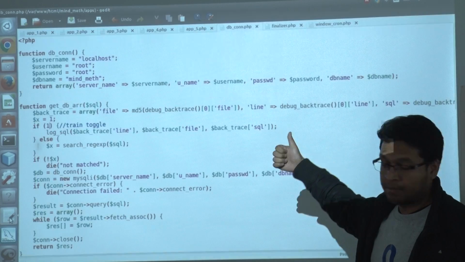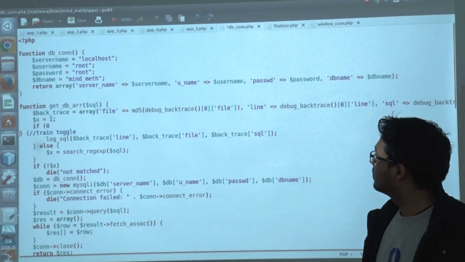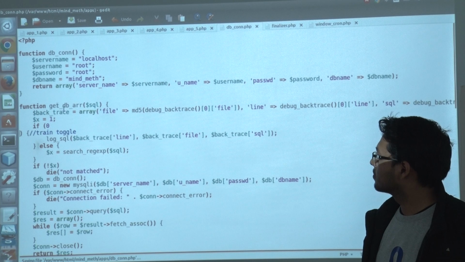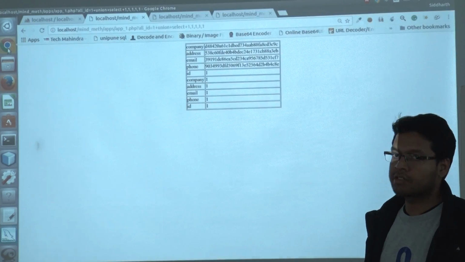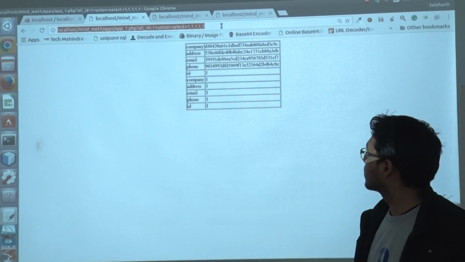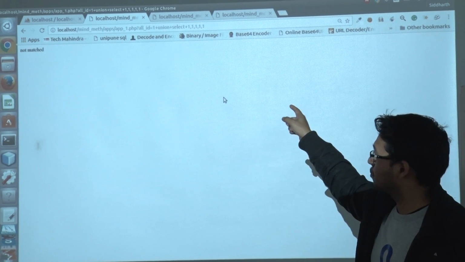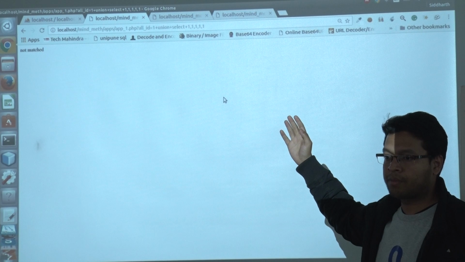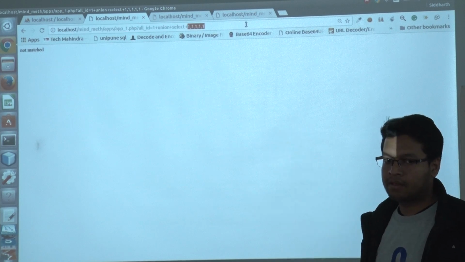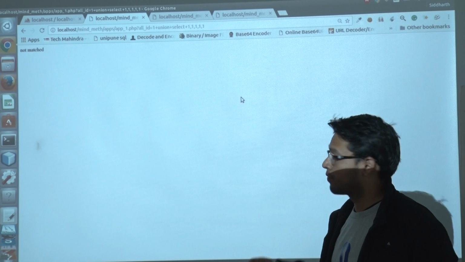Then we have to run that part. Then, for the production server, we have to toggle that flag. Now we run. It says not matched, because this is the SQL injection which needs to be protected. It has been stopped by our firewall. Finally, it has been stopped by our firewall product.